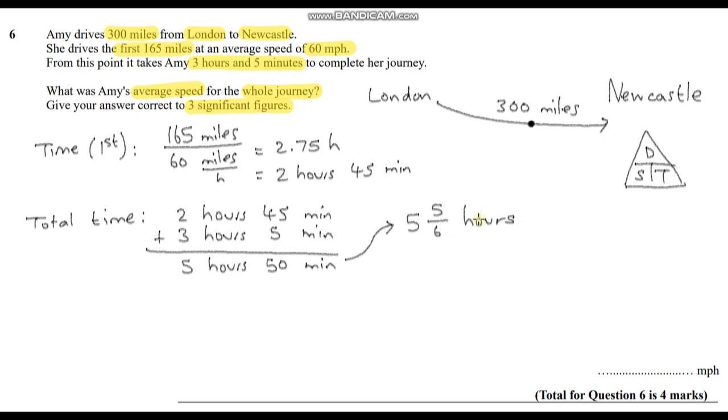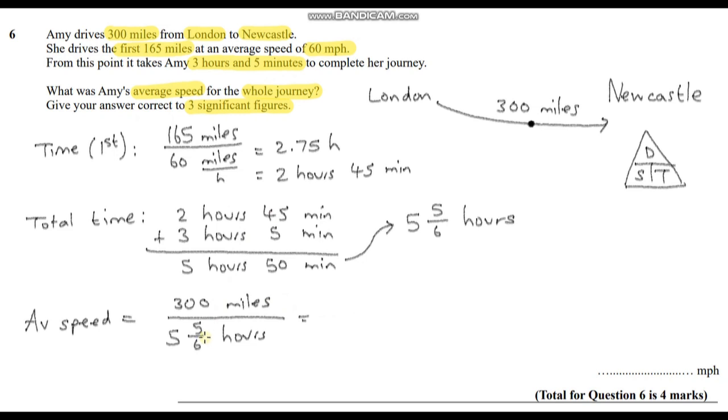That's the total time. Now we need to calculate the average speed for the whole journey. So the average speed is going to be the total distance divided by the total time. The total distance, which we know is 300 miles, divided by the total time, which is 5 and 5/6 hours. And if we do that, our answer is going to be in miles per hour, which is quite nice because that's what we're after. So let's put that into a calculator. In the numerator, we've got 300, and in the denominator, we've got 5 and 5/6.